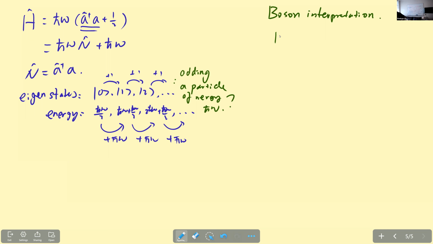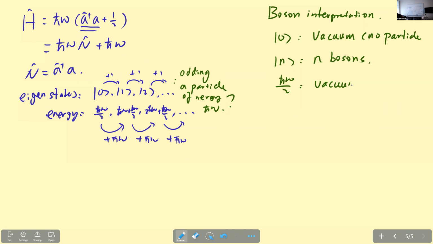We take this 0 as the vacuum. There's no particle. And n means n bosons. And h bar omega over 2 is the vacuum zero-point energy due to vacuum fluctuation.